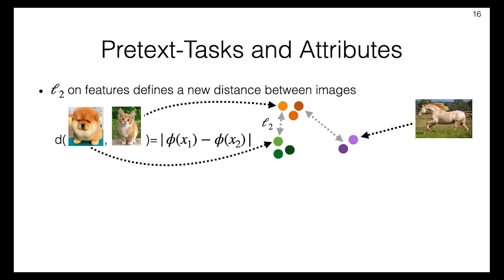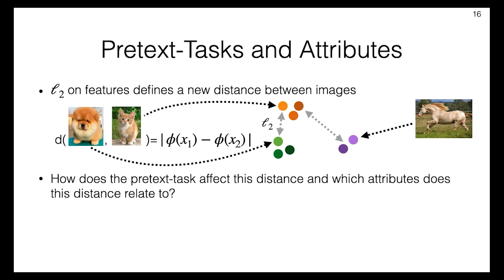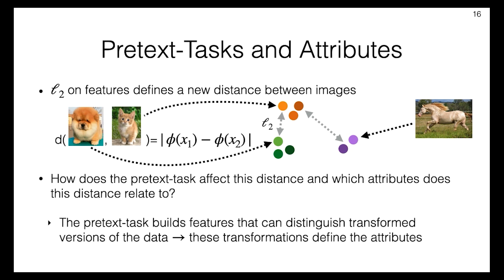To understand the effects of different pretext tasks on these two aspects, it helps to think of the induced metric in the feature space. Consider, for simplicity, that a Euclidean distance in feature space defines a distance in image space. Then we can affect this image distance by pushing features apart or towards each other. For example, we could impose that data transformed through data augmentation should be mapped nearby.